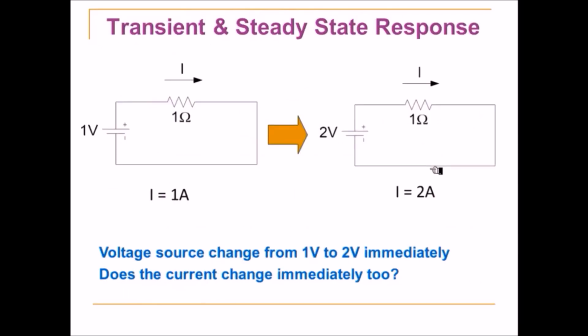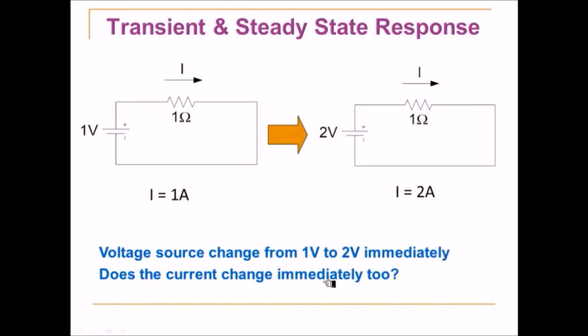Look at the circuit shown in the figure. We have a voltage source connected to a 1 ohm resistor. Initially we are applying 1 volt to the circuit, so because of 1 volt, you are seeing 1 ampere current flowing through the circuit. Suddenly, if you change the voltage from 1 volt to 2 volt, then the current also changes from 1 ampere to 2 ampere. But the question is how much time the circuit takes to change from 1 ampere to 2 ampere.